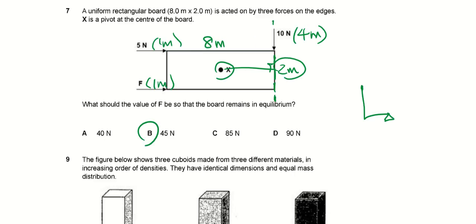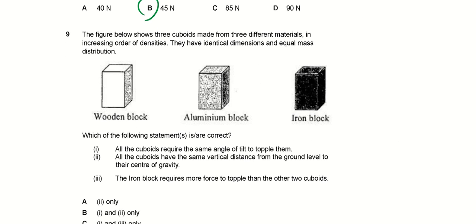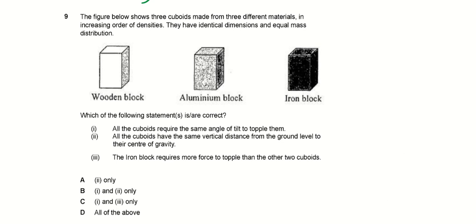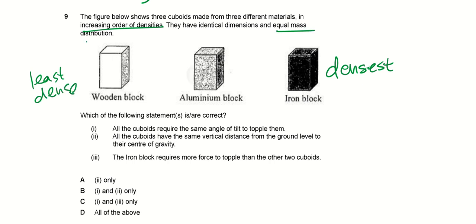Question 7, answer is B. Question 9. Made of 3 different materials, in increasing order of density. Equal mass distribution, that means it's a uniform cuboid.